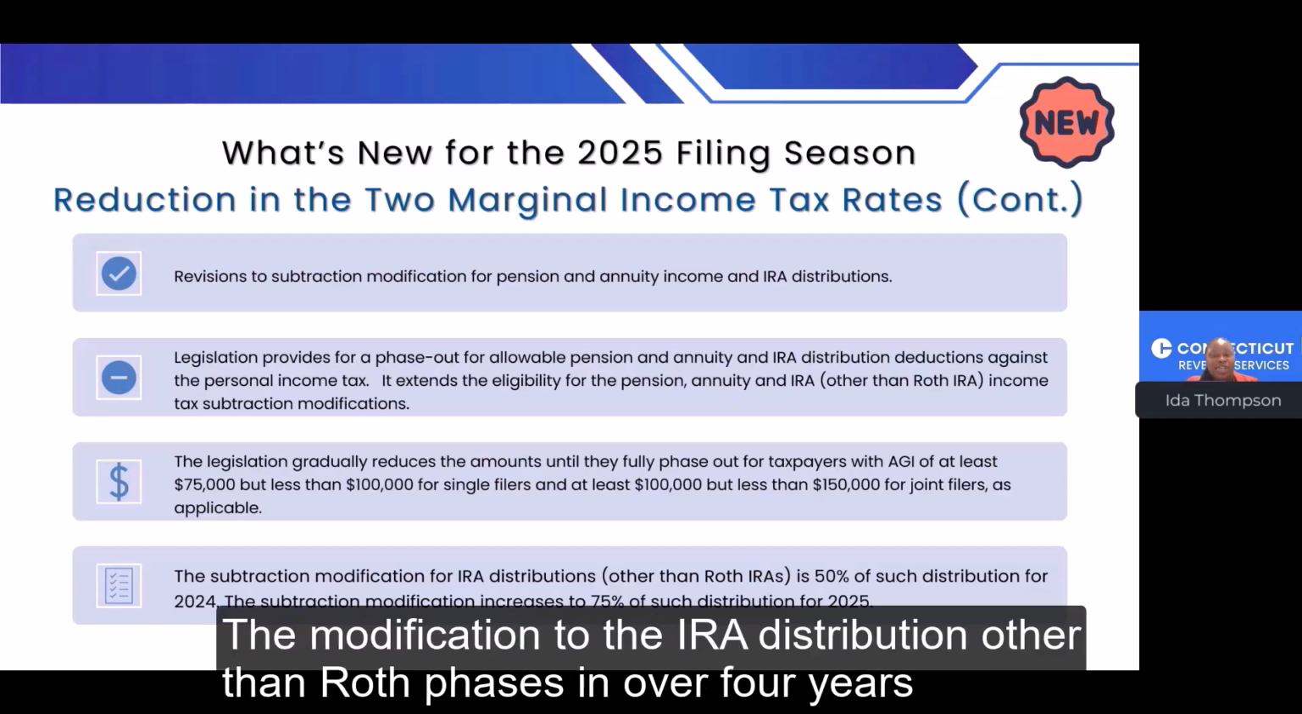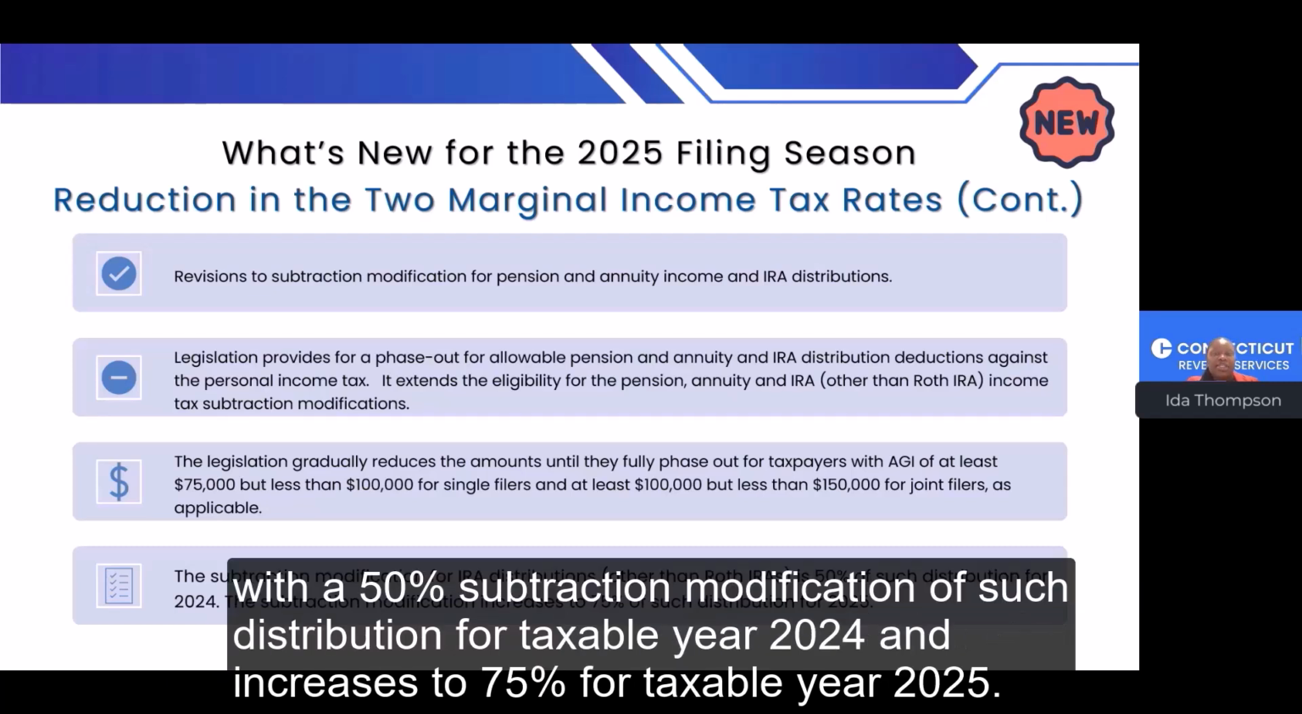The modification to the IRA distribution other than Roth phases in over 4 years with a 50% subtraction modification of such distribution for taxable year 2024 and increases to 75% for taxable year 2025.